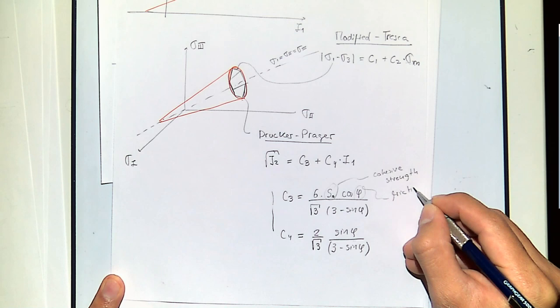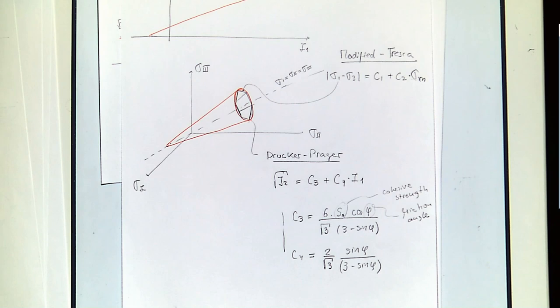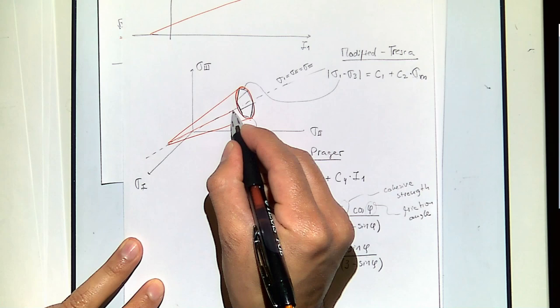Okay, well, the Drucker-Prager criterion is very popular in many types of mechanical software that simulate plasticity, because it's a very simple extension of the von Mises criterion. And the equation is very simple. Square root of J2 equal to a constant plus another constant times I1. And as long as you are inside this cone, then it's not a yield. If you are outside, it is a yield.